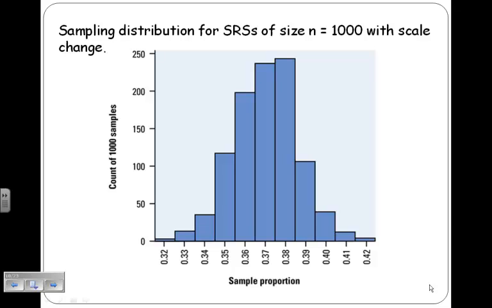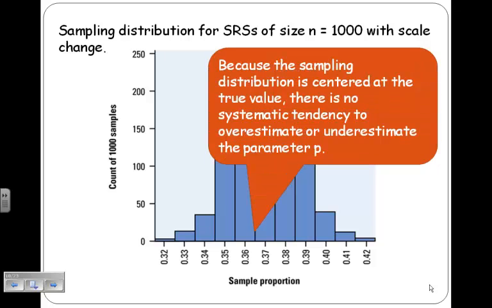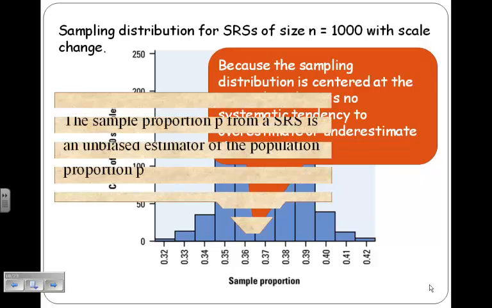It looks like a normal distribution, and it has a center at 37%. Now remember, for the purposes of this problem, we are proposing that the true proportion was 37%. Based off of this, you can see that the center of our 1,000 samples is right around 37%. And because the sampling distribution is centered at the true value, there is no systematic tendency to either overestimate or underestimate the parameter p. Right? And that's what we want to have happen. We want the center to be somewhere around the true proportion, and that is generally what happens, and that's what allows us to make these predictions.